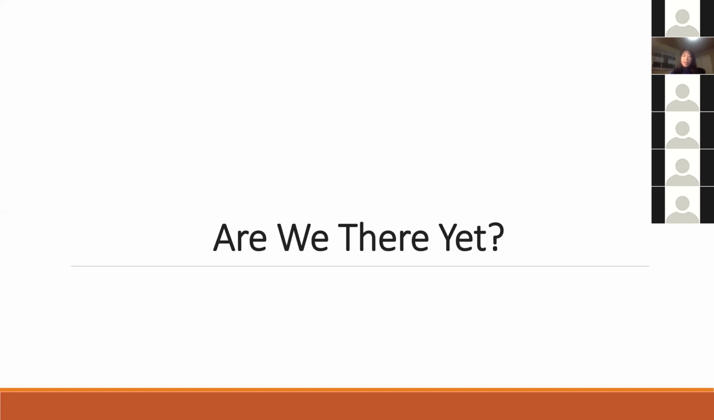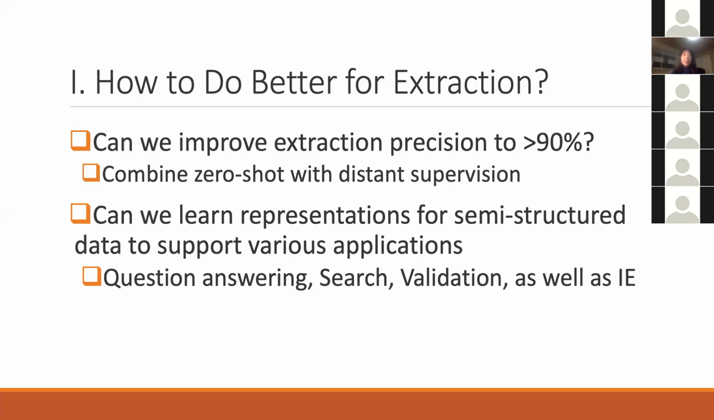Okay, are we there yet? So we have seen all of the different models for information extraction. And we see that unfortunately, the extraction quality drops from 90% to 60% to 40%. And when we want to launch something in industry, it has to be at least a 90% precision. So how can we improve the extraction precision to above 90%?